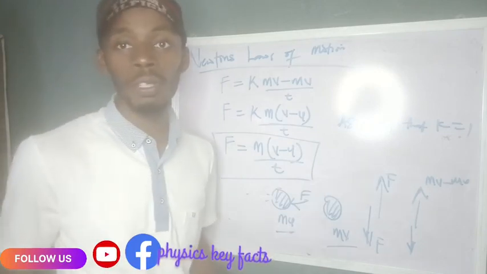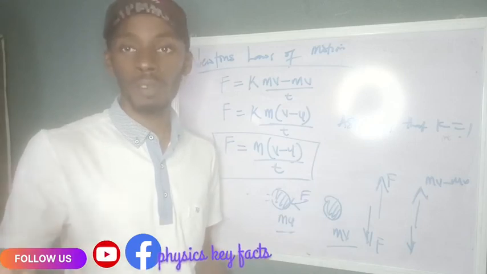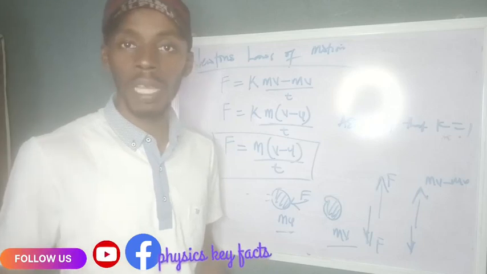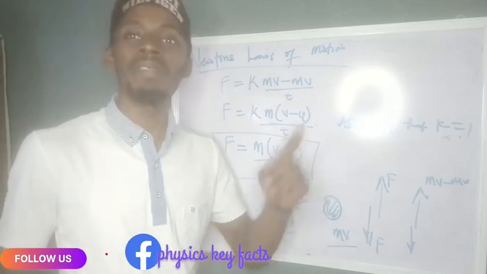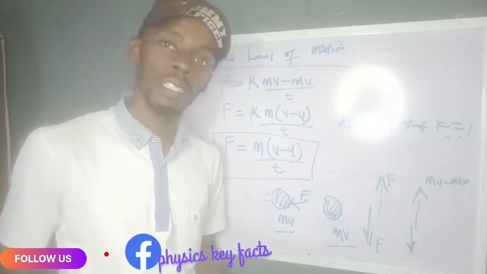That is simply what Newton is saying. The rate of change of momentum is directly proportional to the applied force. The rate of change of momentum with time is directly proportional to the applied force and takes place in the direction of the applied force. So that's what Newton is saying in essence.